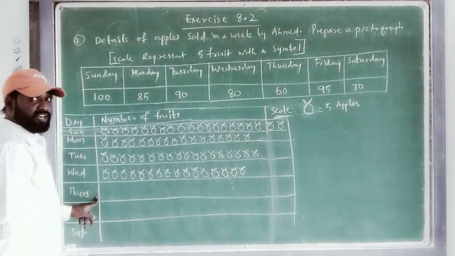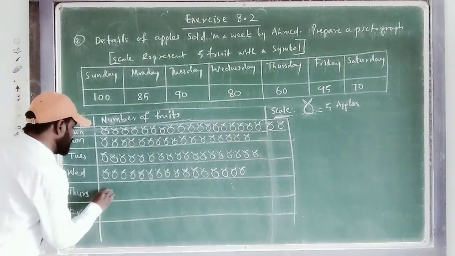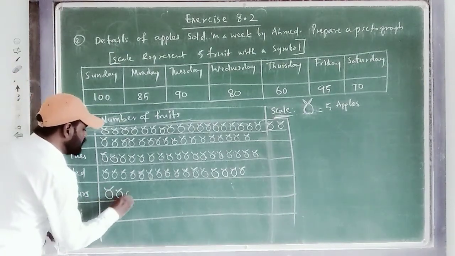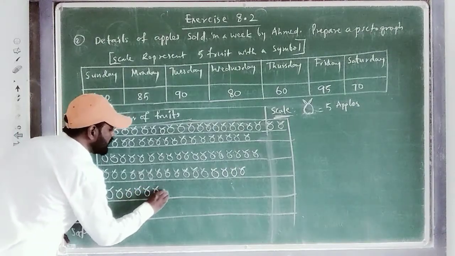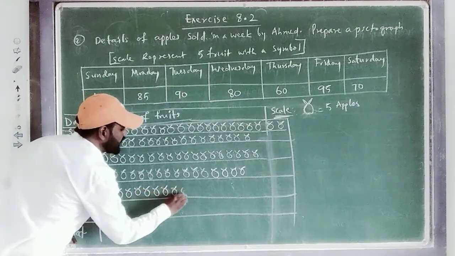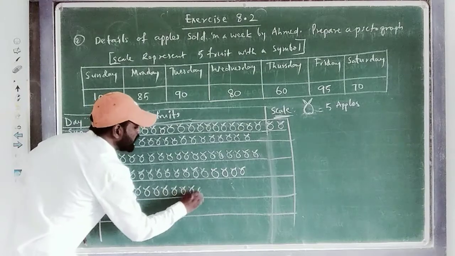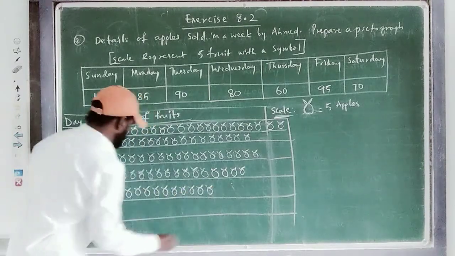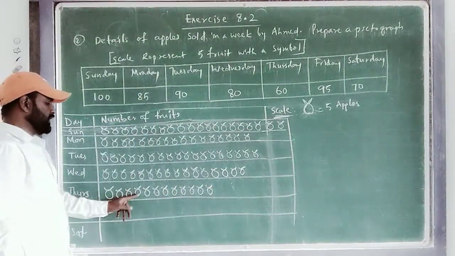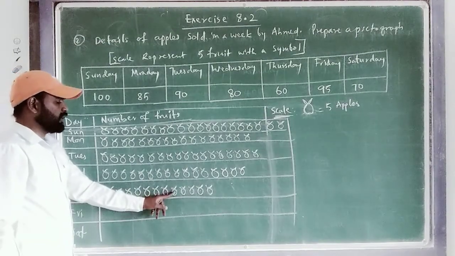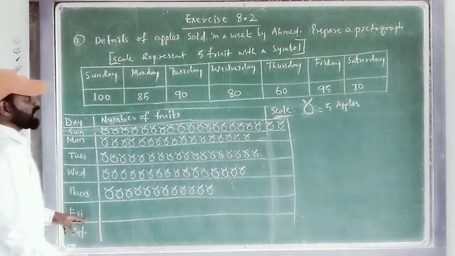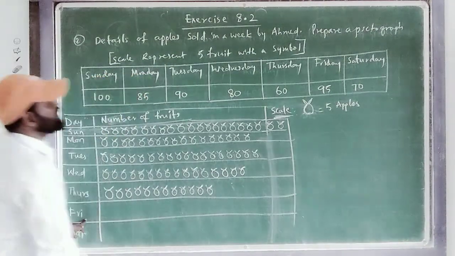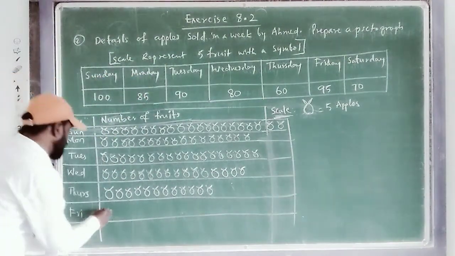Next Thursday. Thursday how many? 60. So 12 fives are 60. So you have to show 12. 1, 2, 3, 4, 5, 6, 7, 8, 9, 10, 11, 12. So 5, 10, 15, 20, 25, 30, 35, 40, 45, 50, 55, 60. Next Friday. Friday how many? 95. That means 19 times you have to show.